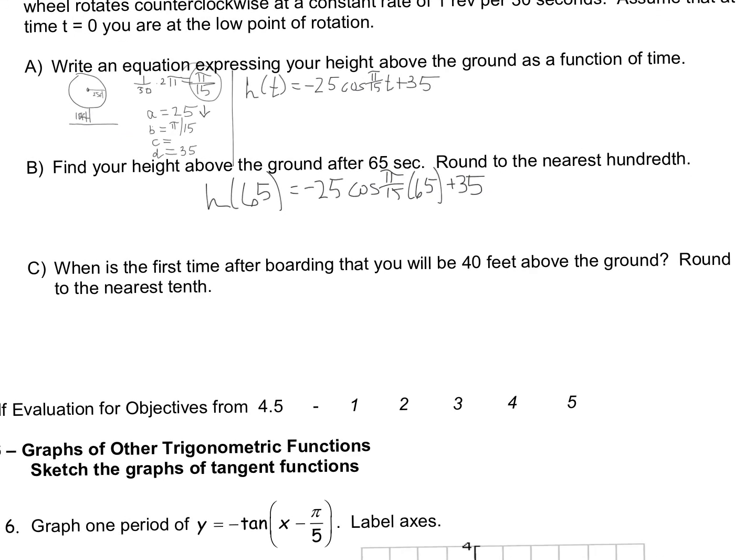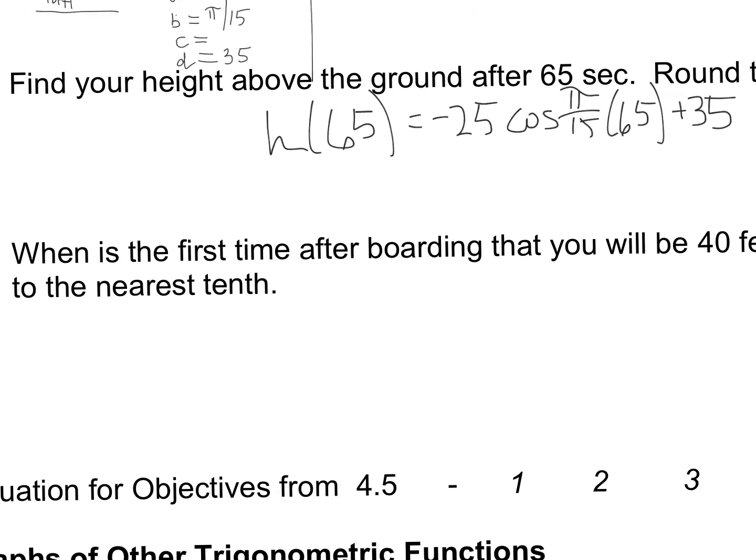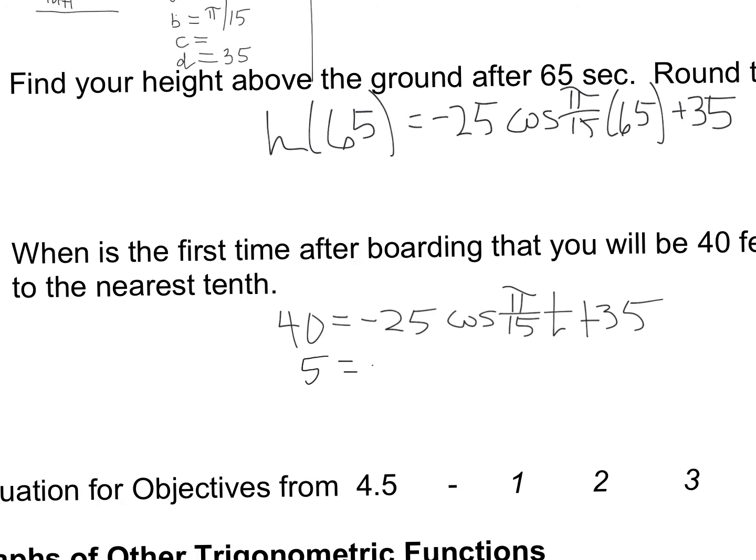Now they're asking what's the time when you're 40 feet above the ground, so that we're plugging that into the output and then solving for the input. So I plug that in for h of t, and I have negative 25 cosine pi over 15 t plus 35. Here's my variable here. This is really just a multi-step equation. So to get this term by itself, we're going to subtract the 35 and divide by negative 25. If I subtract the 35, that would give us 5 over here, equals negative 25 cosine pi over 15t.